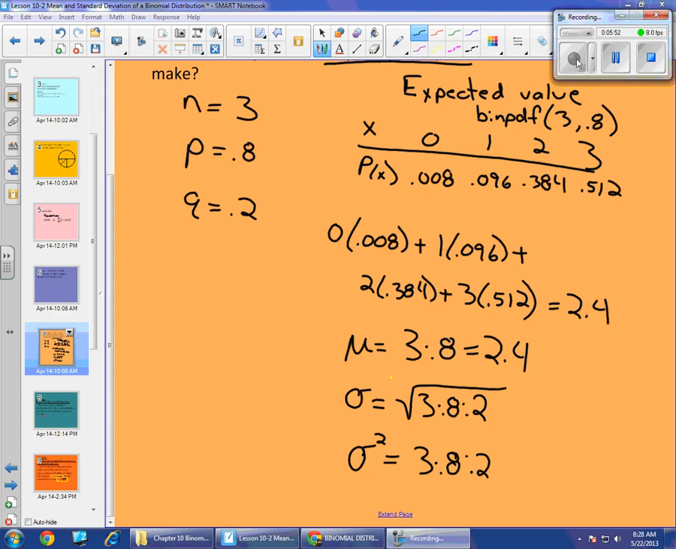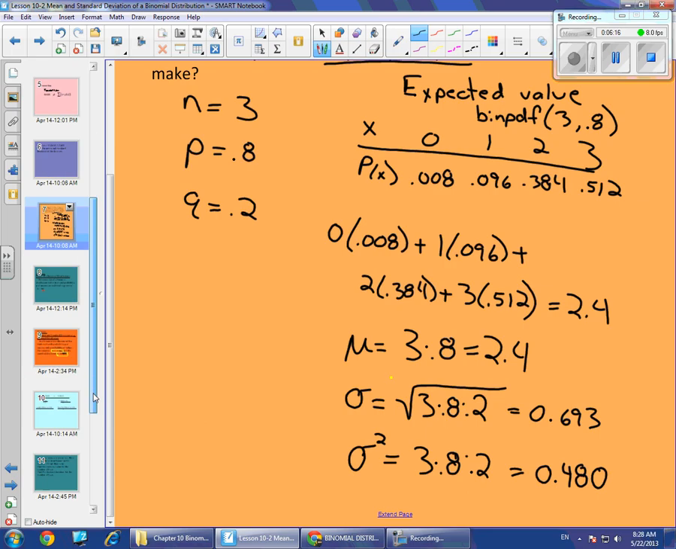And these answers just end up being 0.693 and 0.480. So what we're saying with that standard deviation, that sigma, is that on average he's about 0.693 away from the mean of 2.4.